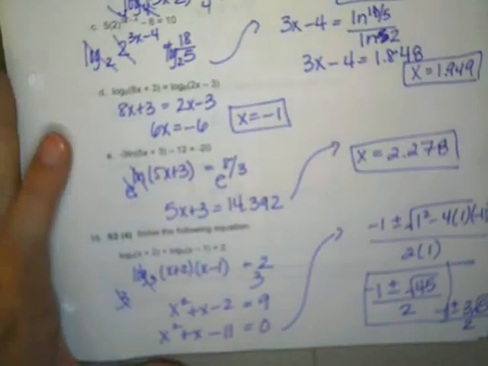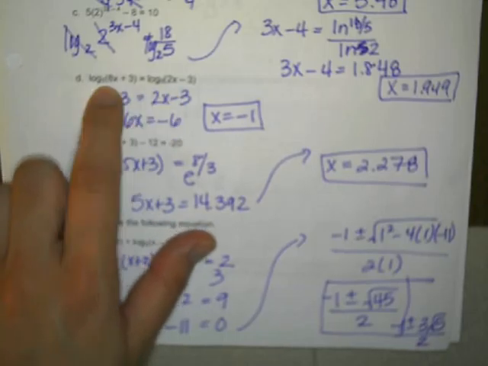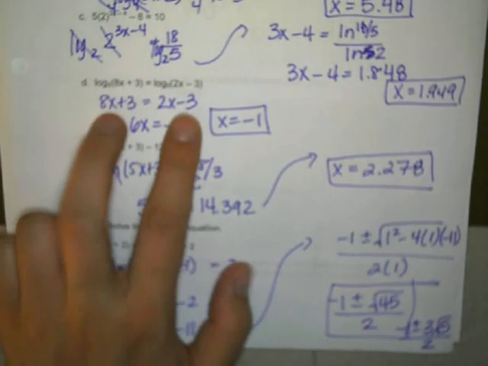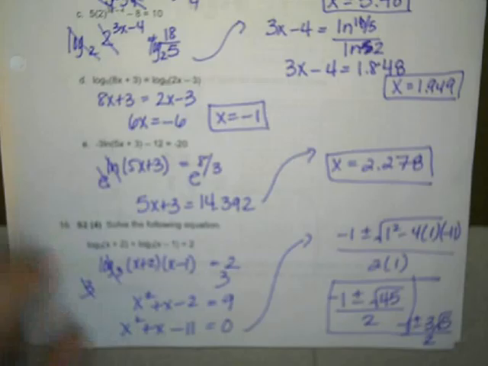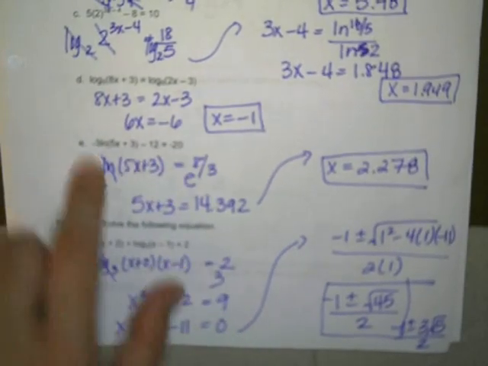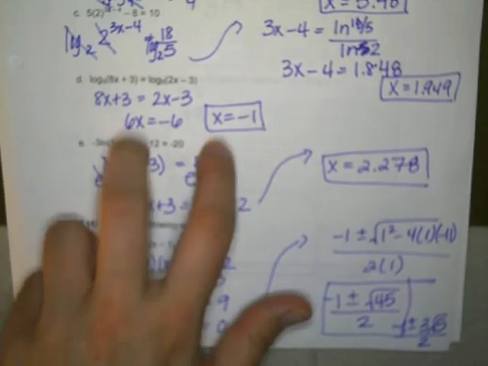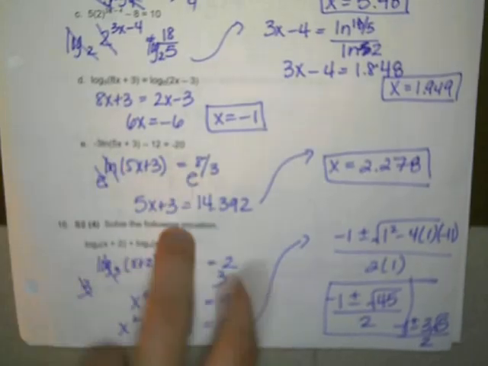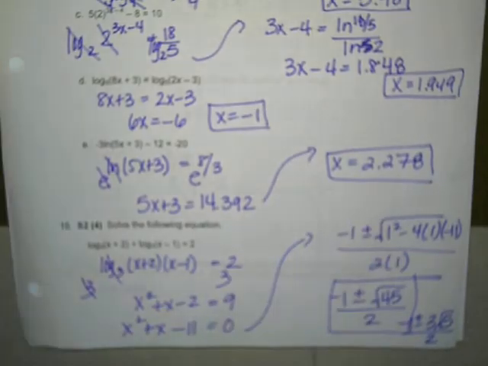For D, this is set up as a log set equal to a log. The bases are the same, so in order for that equation to be true, the arguments would also have to be equal to each other. So we set the arguments equal and solve. And then here, we're getting the ln by itself, so add 12 divided by -3, you get 8/3. And then to get rid of the ln, we have to exponentiate both sides using a base of e, because the e and the ln cancel, leaving me with this. And then we subtract 3 divided by 5 to get 2.278.